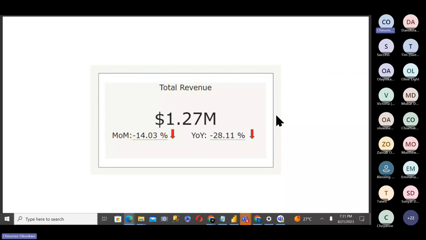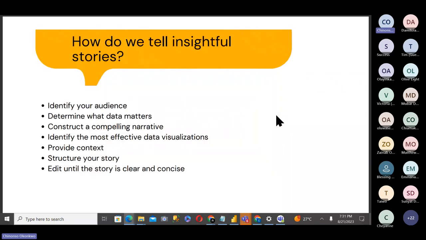Now let's continue. How do we tell insightful stories? Now you're seeing an example of an insightful story. You want to know how we tell an insightful story. You start with identifying your audience. It's really important. If you're working on a personal project, you can always decide who your audience is based on how you want your project to go.